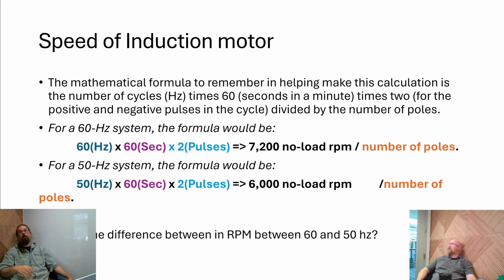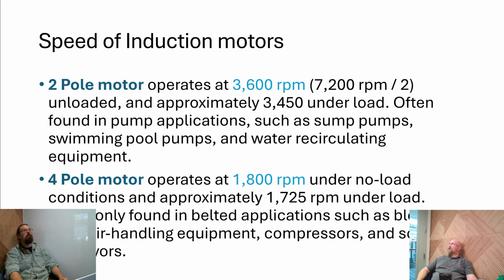Then we divide that by the number of poles, and that's going to be essentially the synchronous speed of the motor. And we say synchronous, but none of these motors are synchronous. We're going to talk about what that means later.